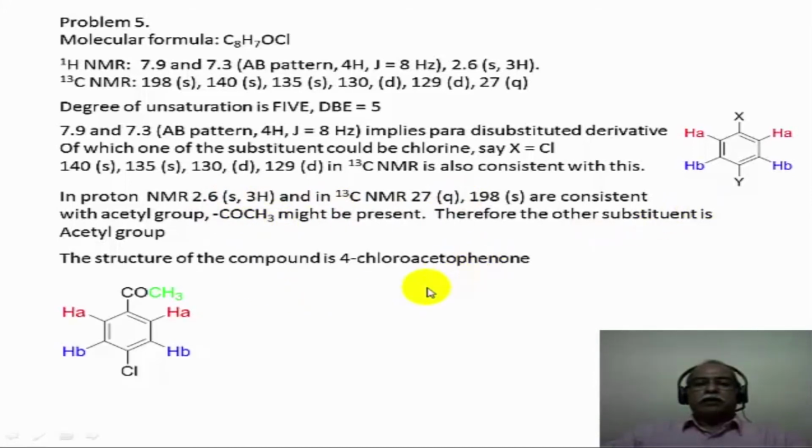So putting all this information together, we arrive at the structure of parachloroacetophenone for this particular spectral data. Once you arrive at the structure, it is always better to go back and check whether the structure is consistent with the data being presented, just to confirm and cross-check once again that the structure satisfies the spectral data.